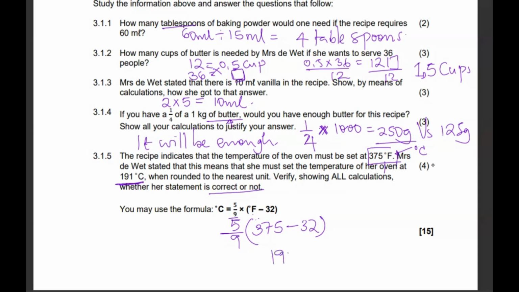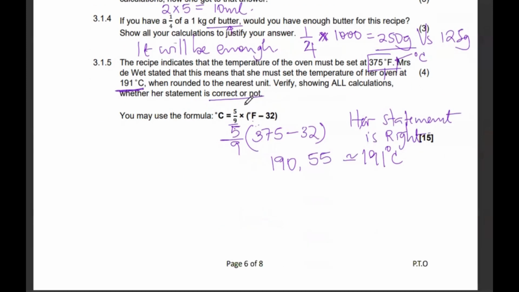You get 190,55. When you round this off to the nearest number, don't forget to conclude and say, a statement is right. A statement is right. Don't forget that.